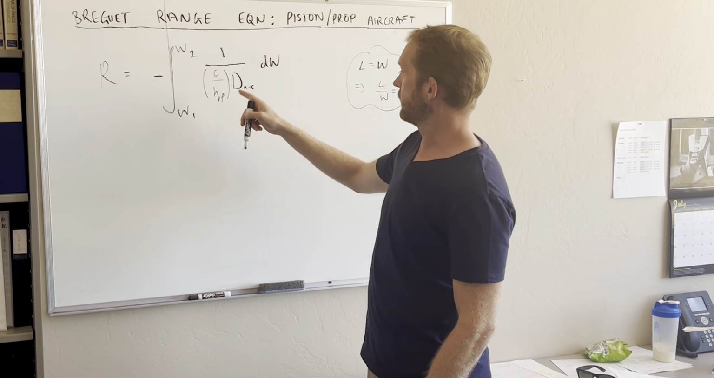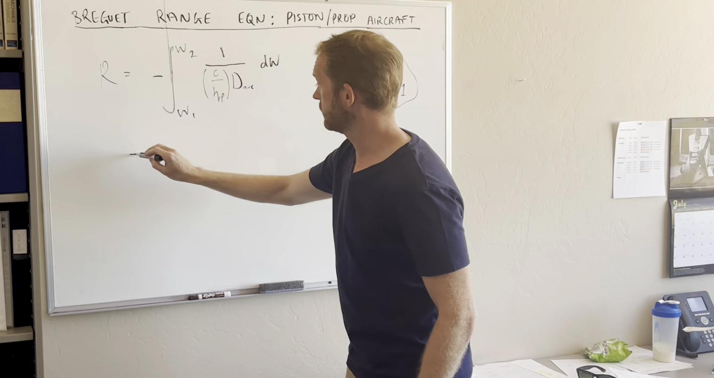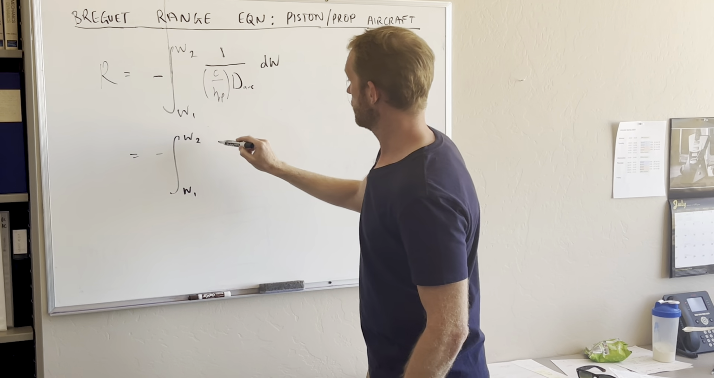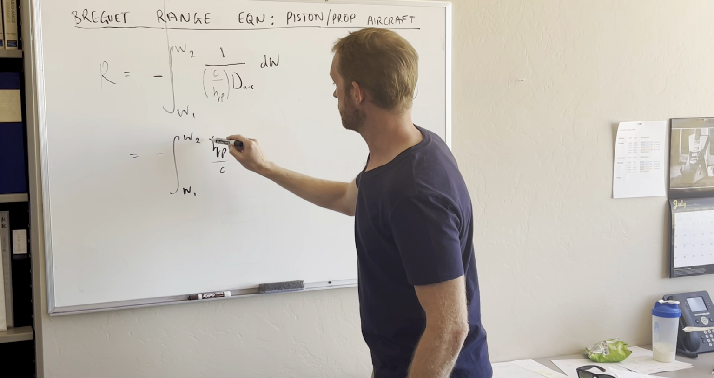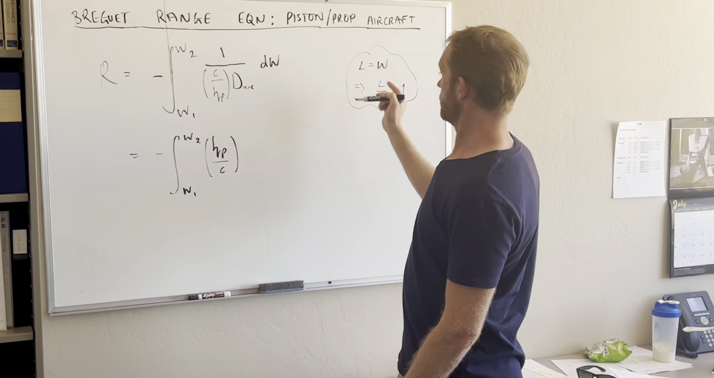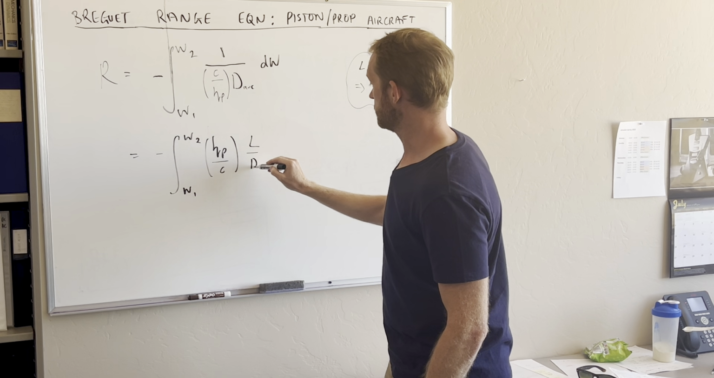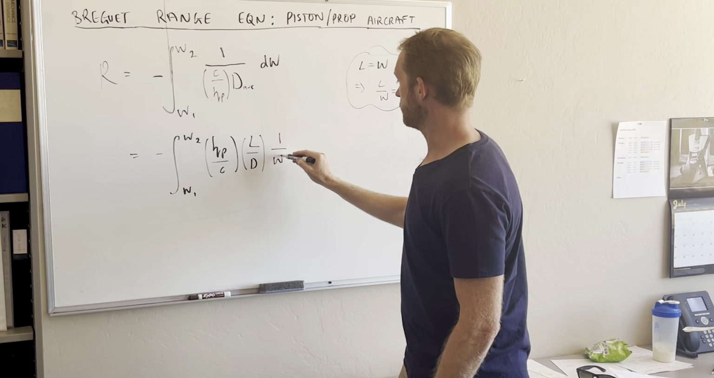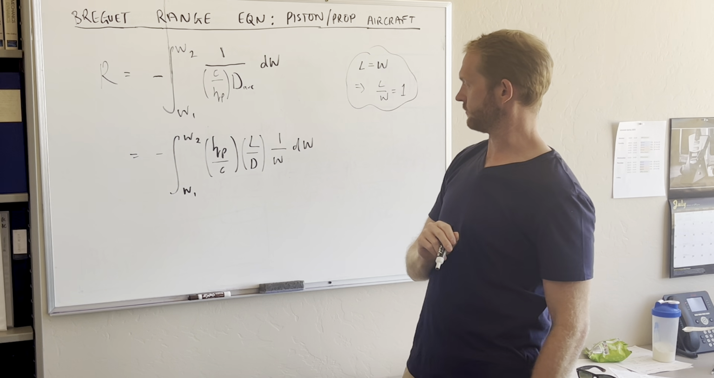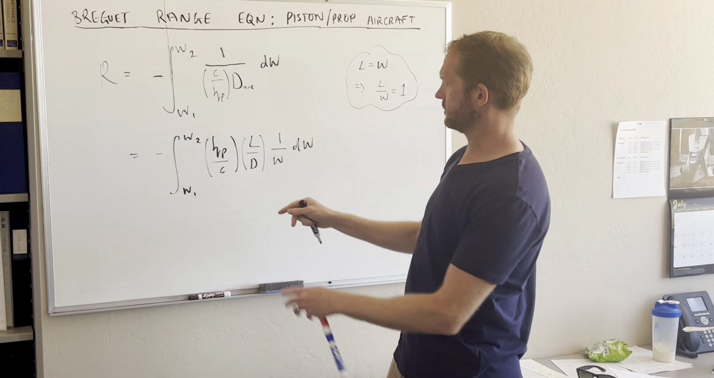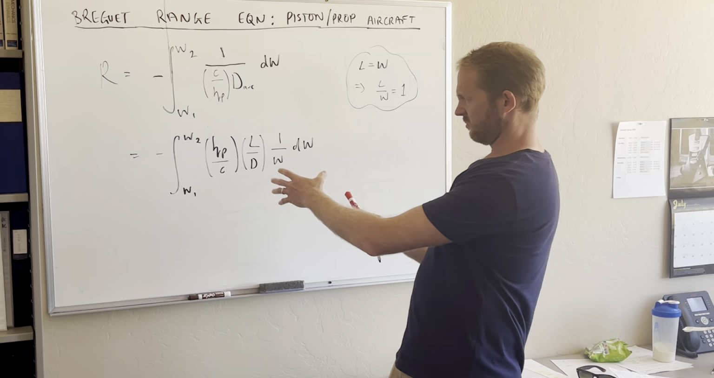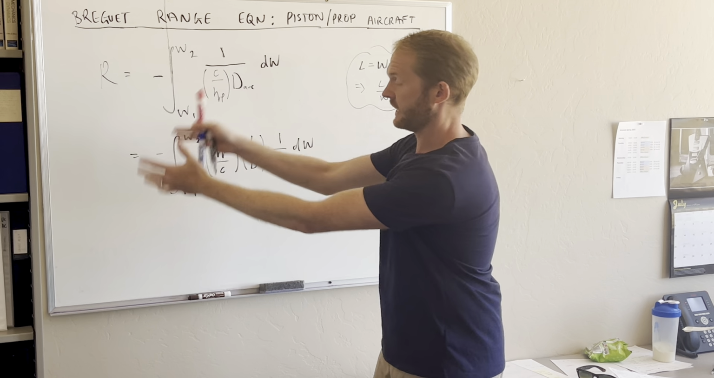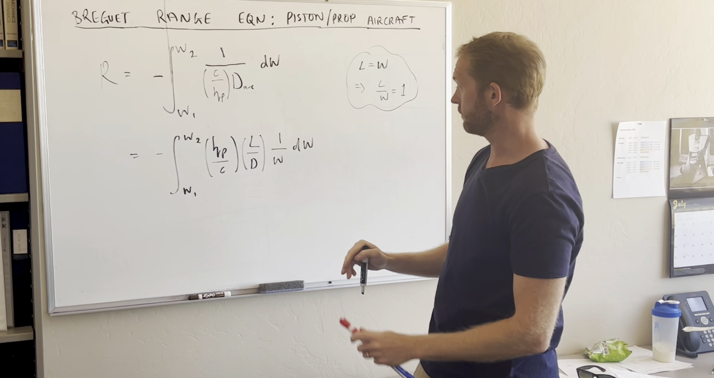So we're going to multiply this term by 1 in disguise: eta prop over C, then L over D, and 1 over W dW. I've grouped these things together because what I'm going to do now is take everything from the inside of the integral to the outside that doesn't depend on W.